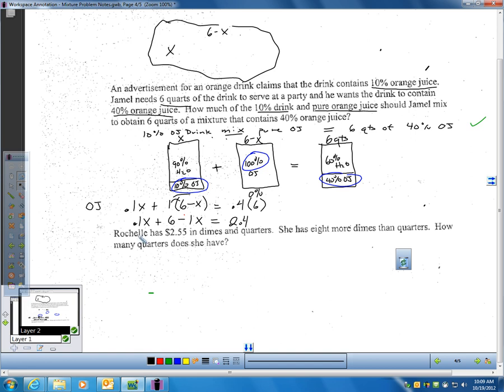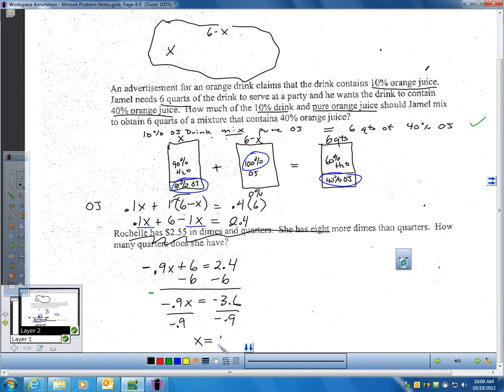I need to simplify. I have like terms here and here. 0.1x minus 1 whole x is going to give me negative 0.9x. I'll continue under here. I have negative 0.9x plus 6 equals 2.4. I'll subtract 6 from each side. That gives me negative 0.9x equals negative 3.6. And I'll divide each side by negative 0.9. And I'm finding out x is 4.